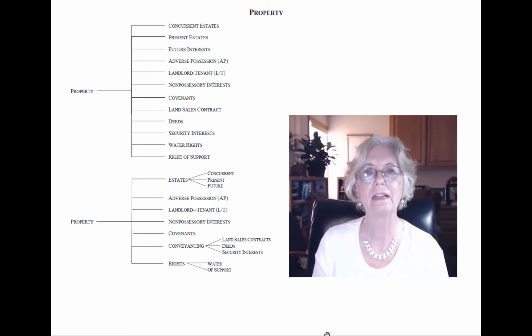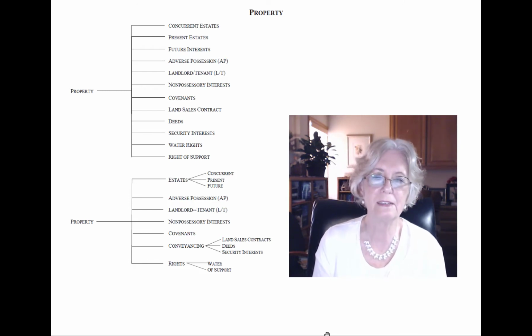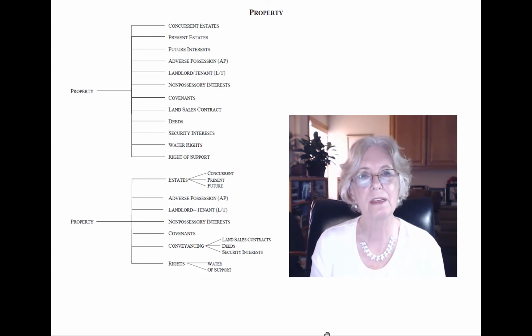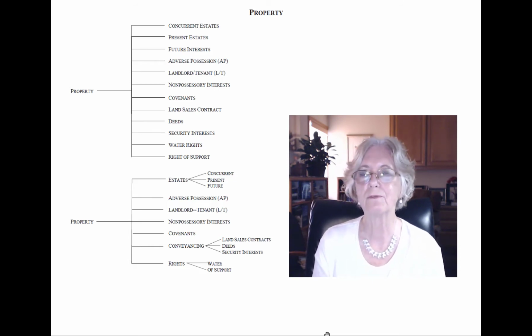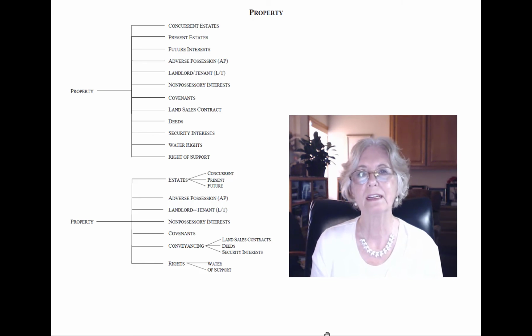I need to think about landlord-tenant rights and obligations. I need to think about non-possessory interests, like easements. I need to think about whether there's a promise involving the land, and am I being asked to enforce it against a successor in interest? That's the idea of covenants. I'm going to think about conveyancing.